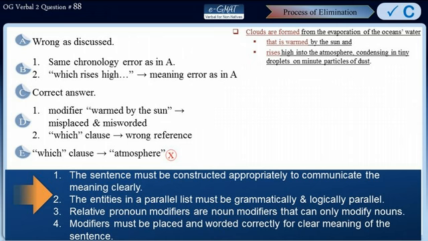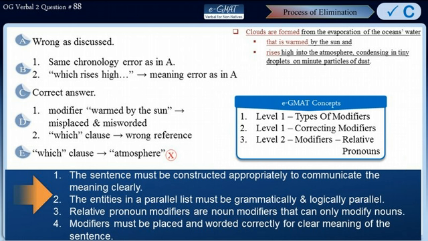The concepts tested in this sentence have been covered in e-GMAT concepts, level 1 types of modifiers, level 1 correcting modifiers, and level 2 modifiers relative pronouns.